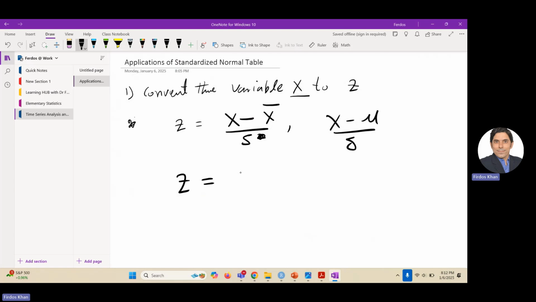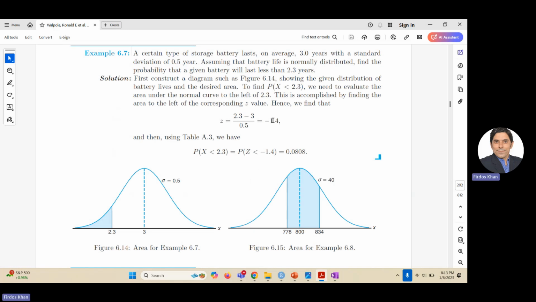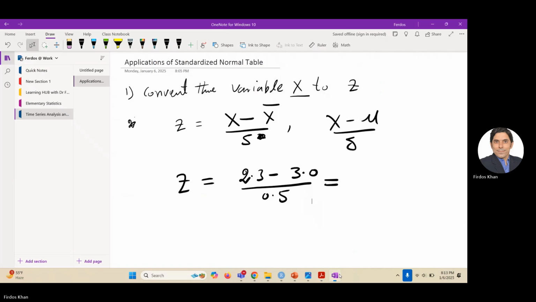Z is equal to 2.3, that is the value of x, minus mean, which is 3.0, divided by 0.5, that is the standard deviation. So now you can see from the problem that this value is minus 1.4. Z value is equal to minus 1.4. So you have done the first step.